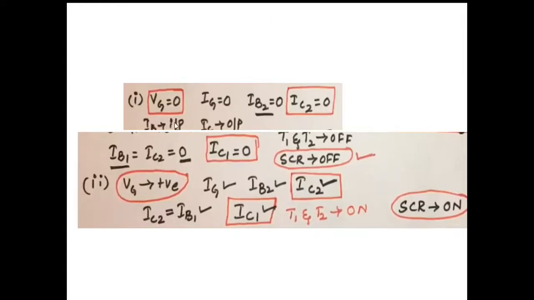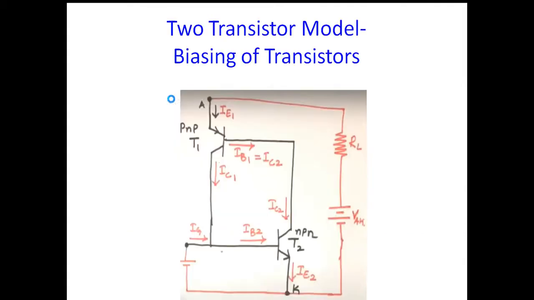First of all, if we apply a gate voltage equal to 0, that means we have not applied any electrical source at the gate to cathode junction. So here the applied voltage across the gate to cathode junction is 0. In this case, if Vg is equal to 0, the current flowing is 0, Ig is equal to 0. When Ig is equal to 0, IB2 is equal to 0. So whenever the input is 0, the output of transistor 2, IC2, will be 0.